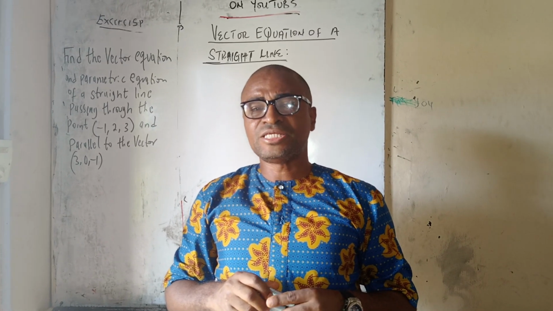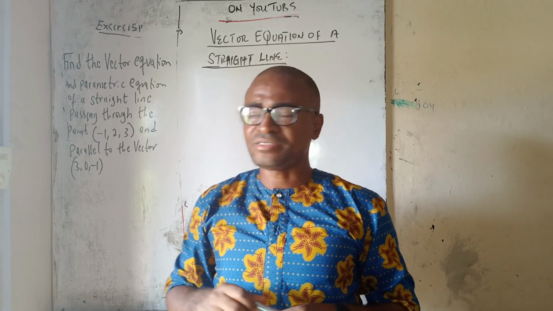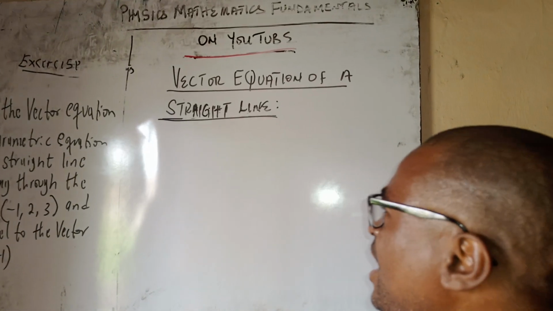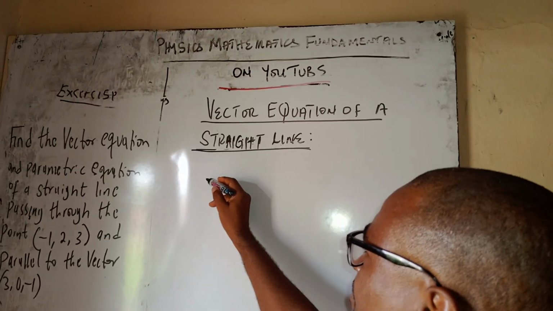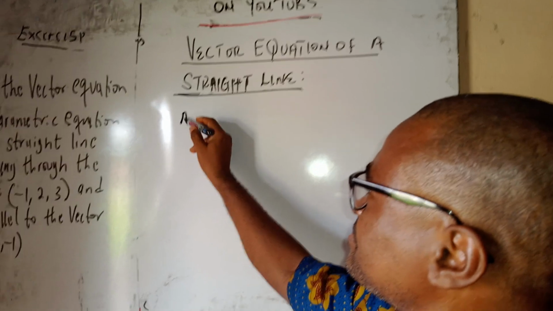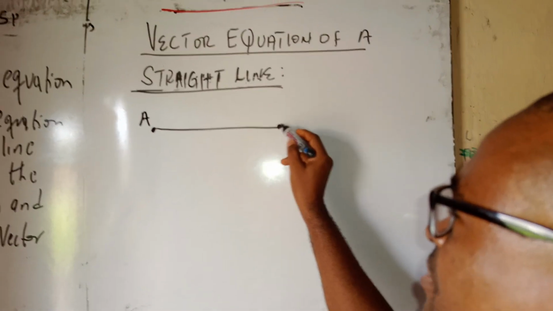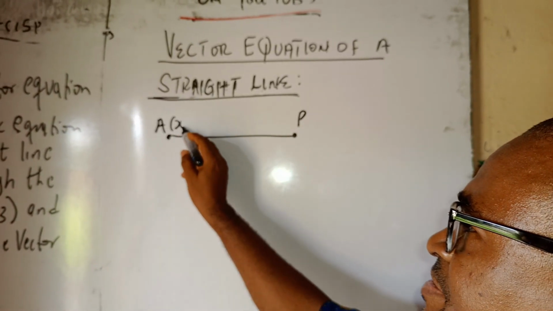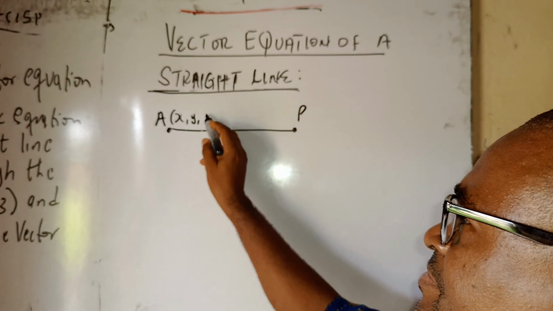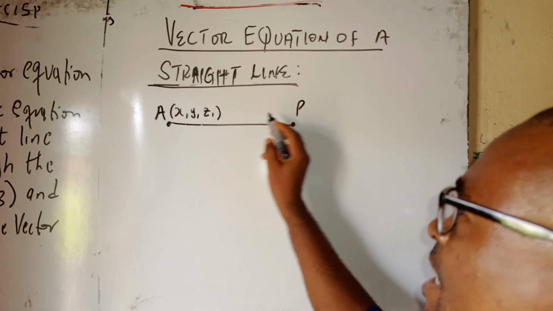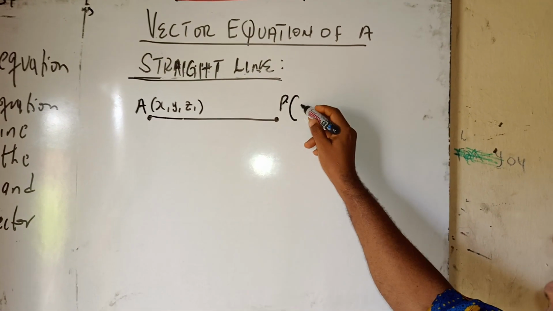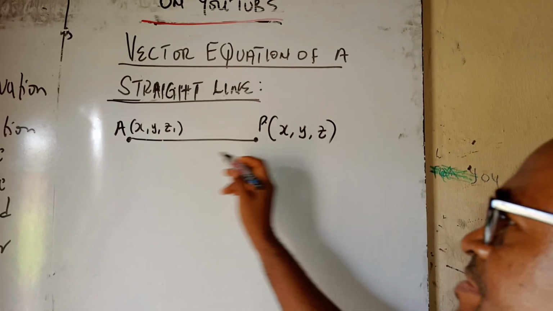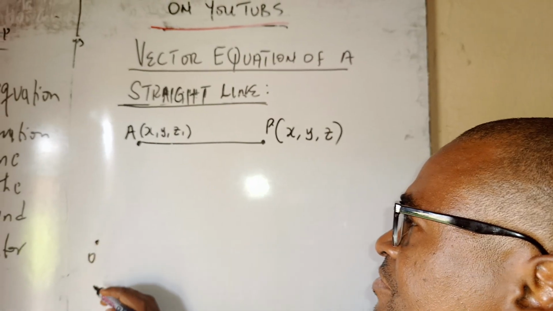Today, we are taking the topic under vector, and that topic is on vector equation of a straight line. Now, let's consider point A here. And we consider arbitrary point P. Let's say the coordinate of point A is x1, y1, and z1. And the coordinate of this arbitrary point is x, y, and z. Now, let's have a fixed point O.